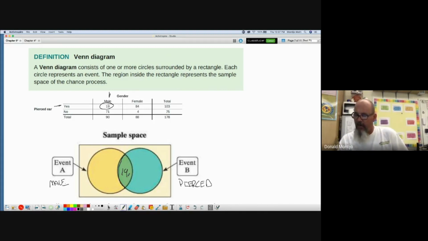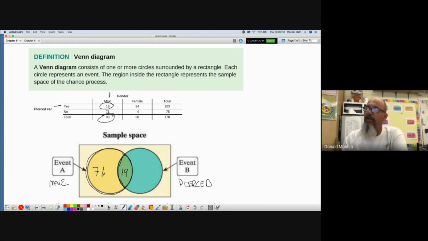From a Venn diagram, we start in the center and we build out. So if I know that there is a total of 90 males, well, I already have 19 in the male circle right here. So this total yellow circle has to equal 90. So out here in the yellow area would be males and not ears pierced.